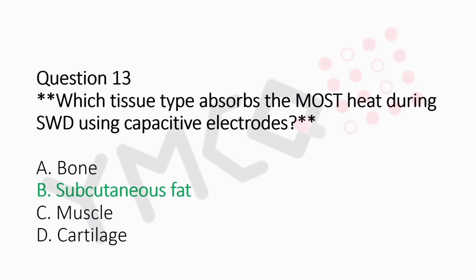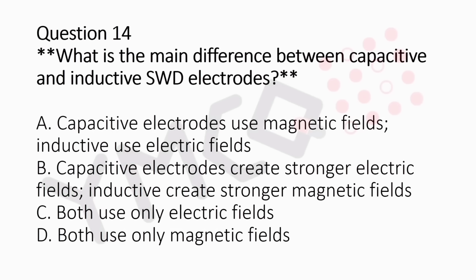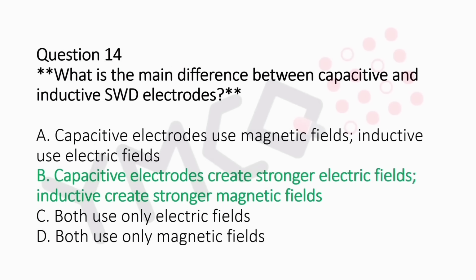Now let's move to question number 14. What is the main difference between capacitive and inductive SWD electrode? Option A capacitive electrode use magnetic fields, inductive use electrical fields. Option B capacitive electrodes create stronger electrical field, inductive creates stronger magnetic field. Option C both use only electrical fields. Option D both use only magnetic fields. And the answer is capacitive electrode creates stronger electrical field. Inductive creates stronger magnetic field.